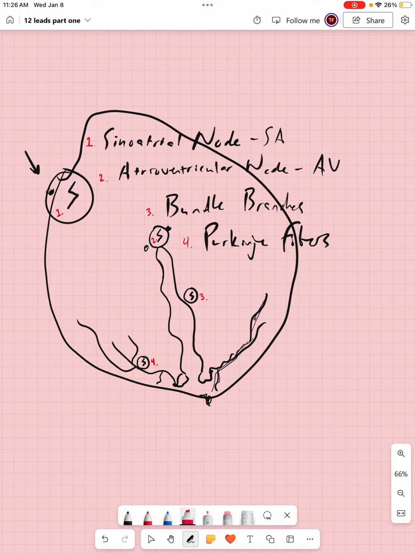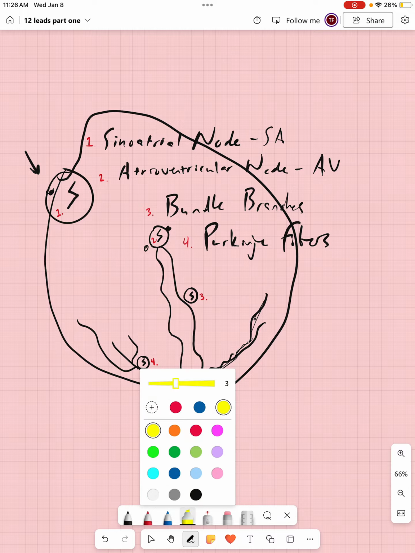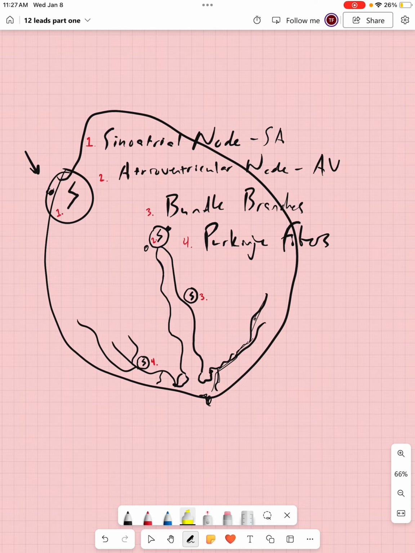So I'm going to choose a yellow highlighter here. Let's see if we can see what this looks like. So we got our SA node here, and we are initiating an electrical impulse. From there, that electrical impulse is going to go to the other hubs, where it will further be disseminated into the rest of the cardiac muscle tissue so that it can conduct that electricity and then create a muscular contraction, allowing the heart to do what it does best, which is pump blood. That's what it's designed to do.